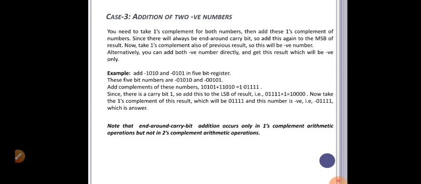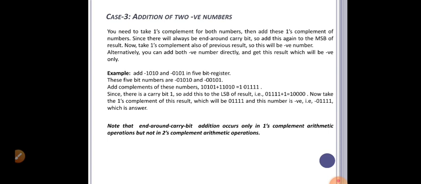10101 plus 11010 will give you 101111. Since there is a carry bit 1, add this to the LSB of the result. LSB means the least significant bit of that number. When you add this, you get a new result, that is 10000. Now take the ones complement of the result, which will be 01111, and this number is negative, so the answer will be minus 01111, which is the answer.